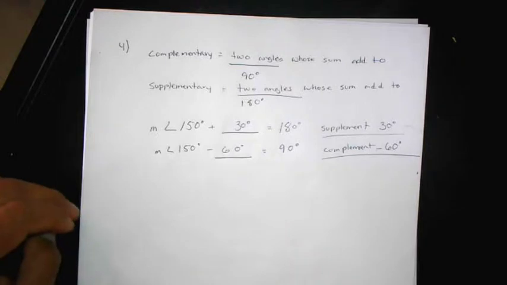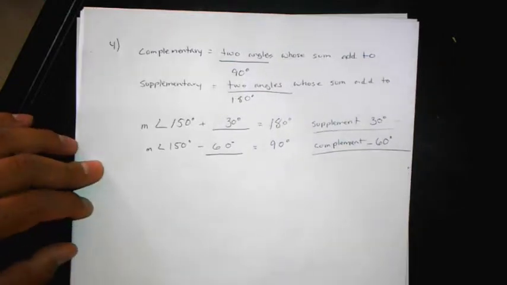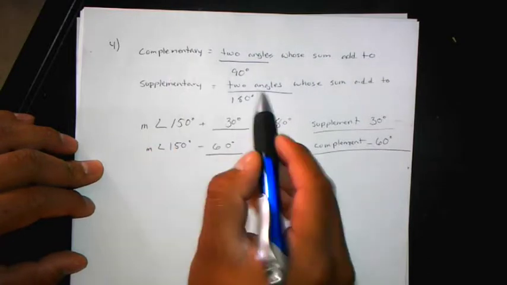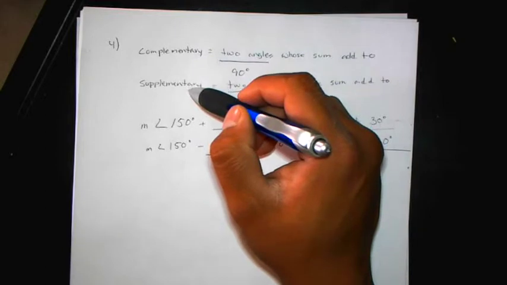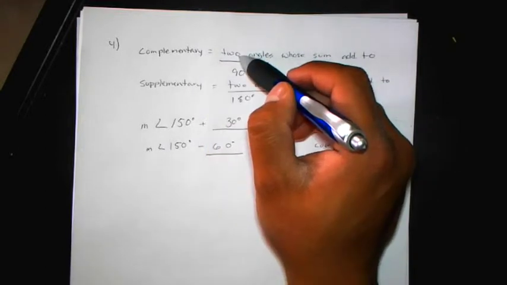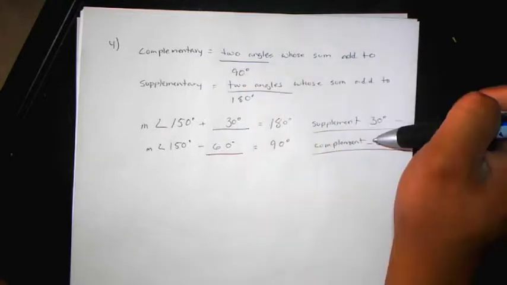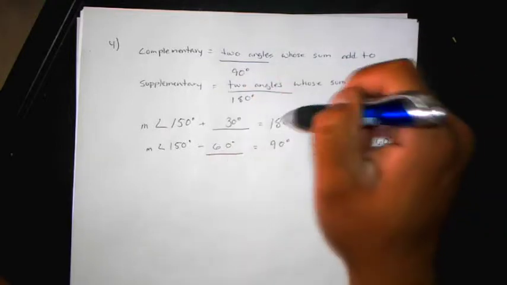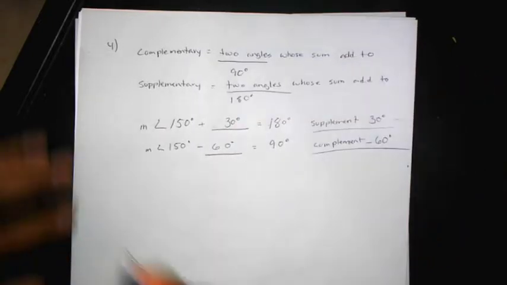Okay, so that's how you would solve problem number 4. And there you have it. The thing to understand, guys, is that for complementary and supplementary, it's a combination of two angles. The two angles are going to give you either the sum of 180 or the sum of 90. All right, moving on to problem number 5.